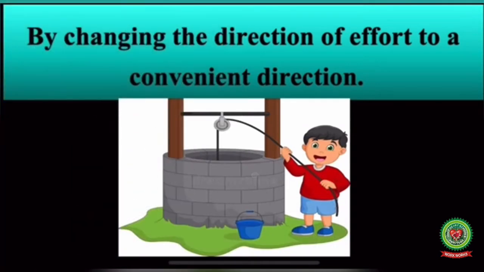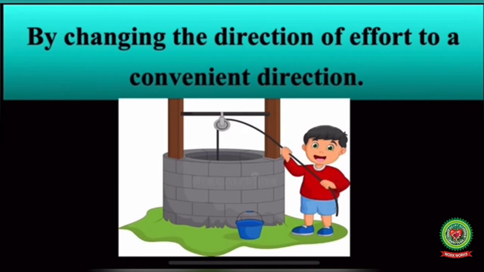The third is by changing the direction of effort to a convenient direction. If we pull the bucket from a well by applying the effort in upward direction, the direction becomes very inconvenient. We have to bend and pull the bucket up. If we use this machine, which is called a simple pulley, here the direction of effort is changed. Now we have to apply the effort in downward direction, which is a very convenient direction. So this pulley is also considered as a simple machine as it is changing the direction of effort to a convenient direction.